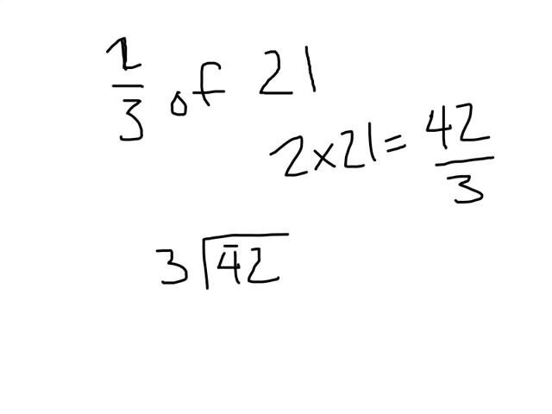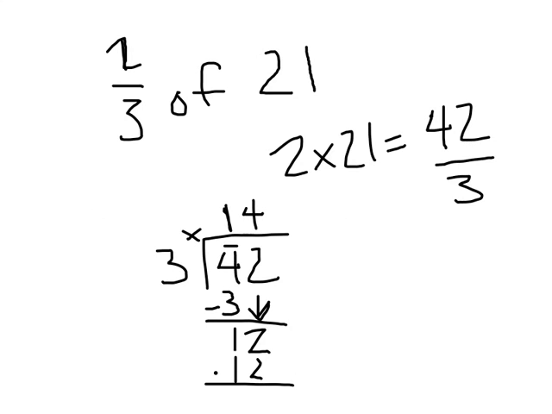How many times does 3 go into 4? 3 goes into 4 one time. 1 times 3 is 3. How many tens do I have left over? I have 1 ten left over, and I can bring down my 2. Now I need to divide 12 ones by 3. How many times does 3 go into 12? 3 goes into 12 4 times. 4 times 3 is 12. When I subtract, I have none left over. The answer is 14. 14 is 2/3 of 21.